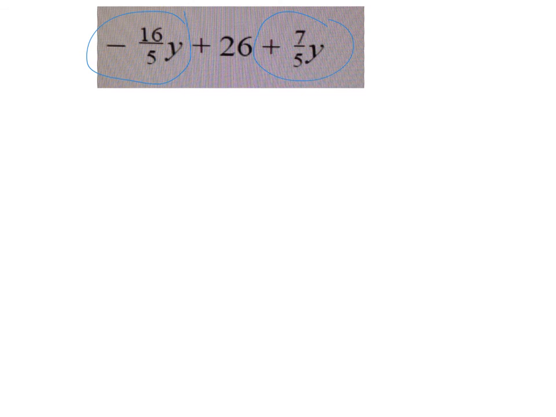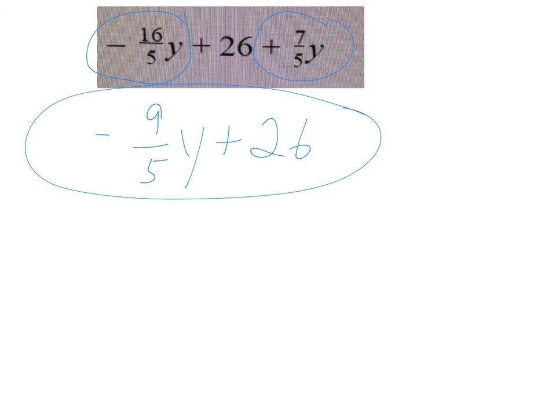And so 16 minus 7 is going to get you 9 over 5. And the bigger sign was negative, so it's a negative 9 over 5y plus 26. And you're done. All right, that is it for today.